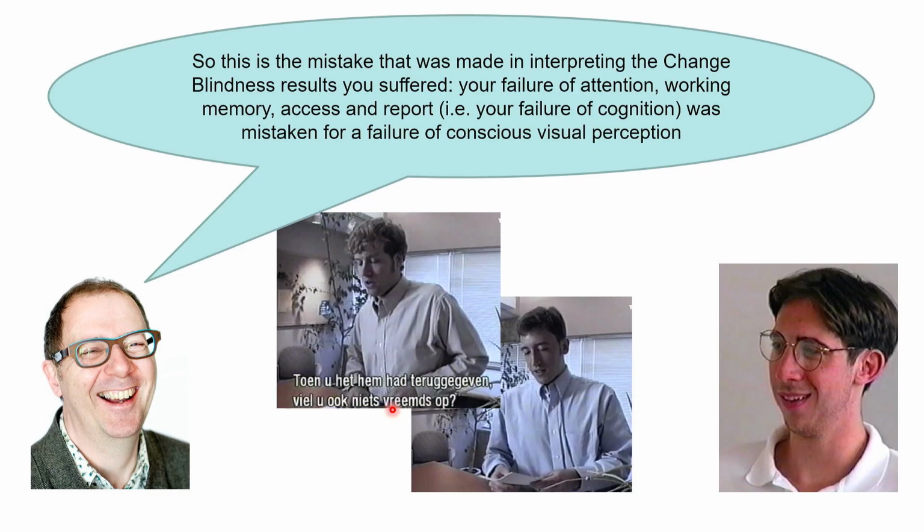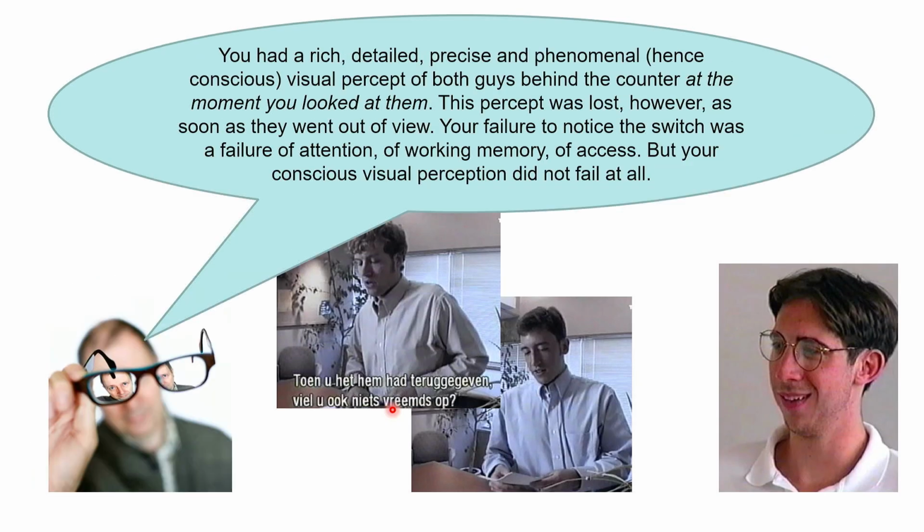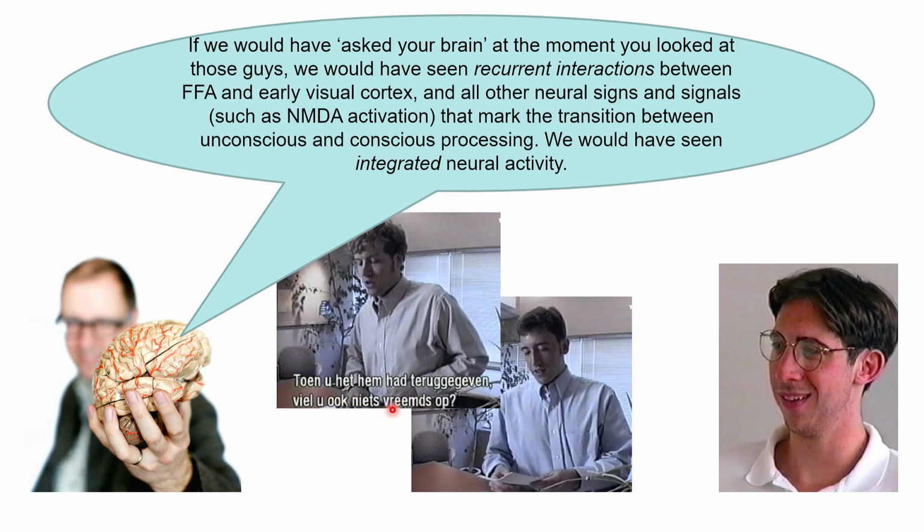The mistake that was made in interpreting change-blindness experiments is that it's a failure of attention and a failure of working memory and of access and report. And this was then mistaken for a failure of conscious visual perception itself. So in fact, you did have a rich and detailed, precise and phenomenal and hence conscious visual percept at the moment you looked at them. And then it was lost because the guy went behind the counter. So it wasn't a failure of conscious perception.